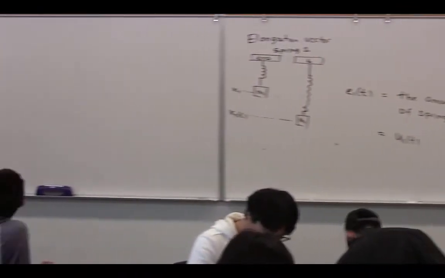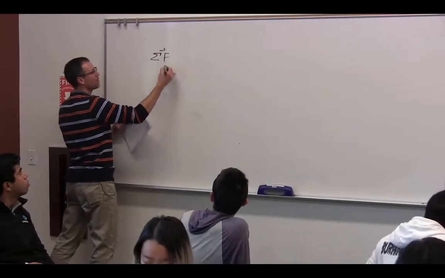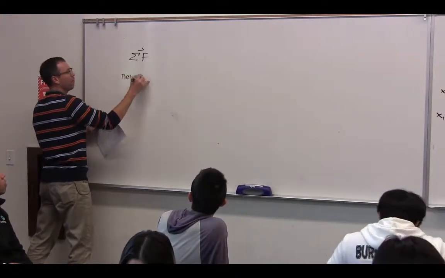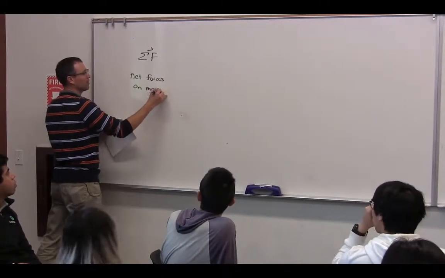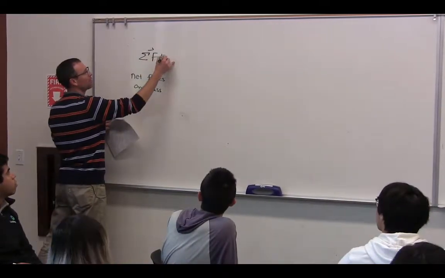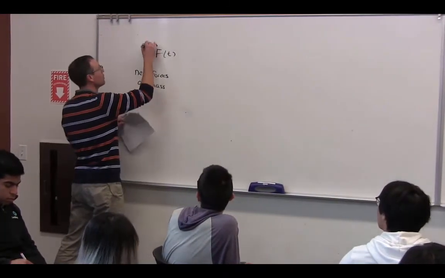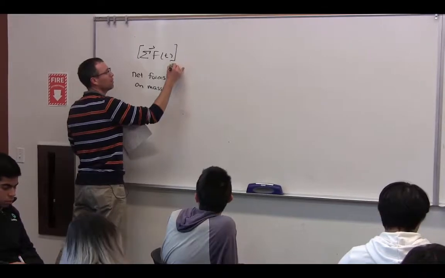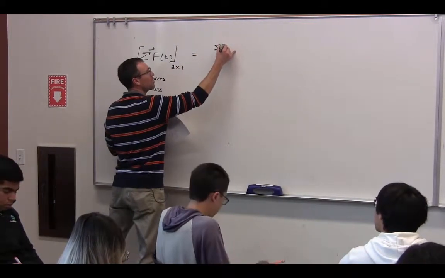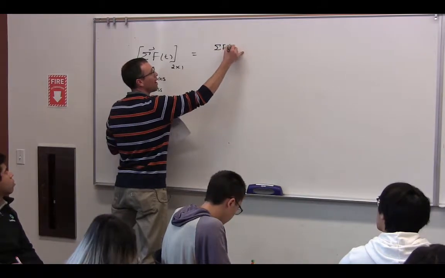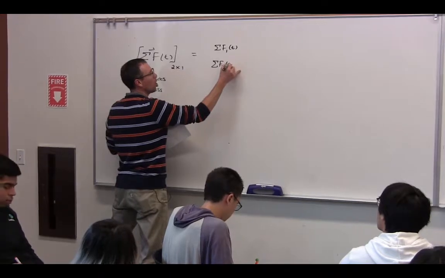So let's now talk about what we call a net force vector on the masses. So this is going to be net forces at any time t on masses. How big is this vector? How many masses do we have? 2. So you could call this the net force scalar on mass 1, and you could call this the net force scalar on mass 2.